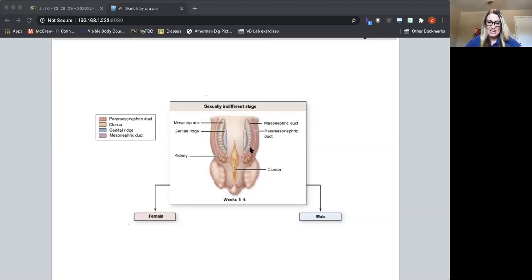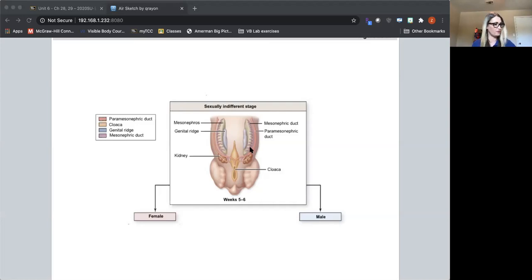Sorry about that. Okay, so we're gonna look at development of the internal reproductive structures here first. This image shows us, and I already showed you this when we talked about the homologous structures, right? So this image shows you the picture of an embryo between 5 to 6 weeks.